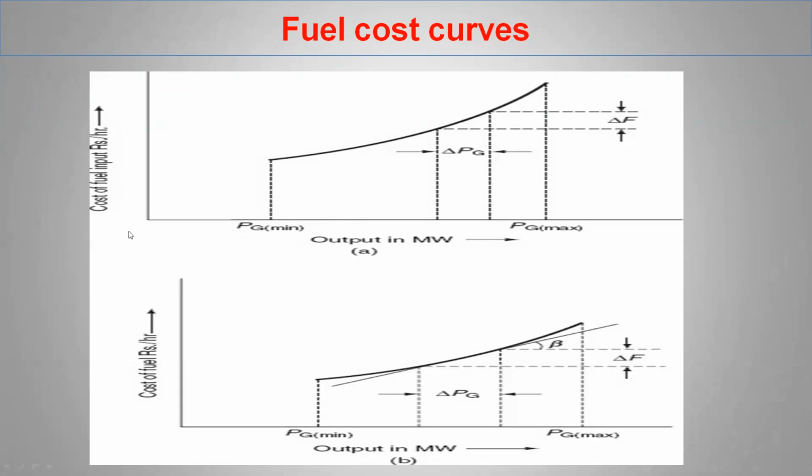This is input, this is output power generation, with the minimum limit and the maximum limit. This is the input output characteristics curve. So we defined incremental fuel cost: small changes in the input to the small changes in the output.